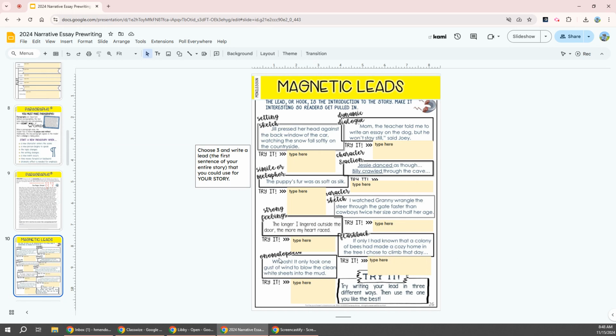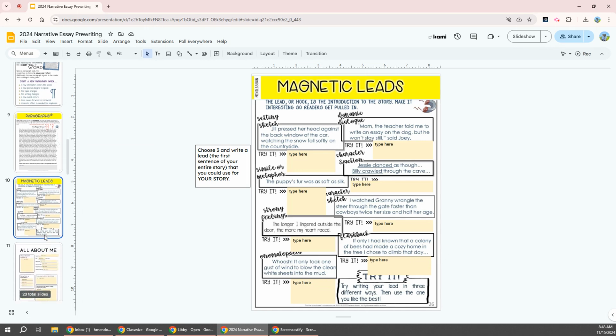And then the last one is onomatopoeia, and onomatopoeia is when a word makes the sound. So this example is whoosh. It took only one gust of wind to blow the clean white sheets into the mud. So remember, you're going to choose 3 of these, and you only have to do 3. If you want to do more, that's fine, but you only have to do 3.